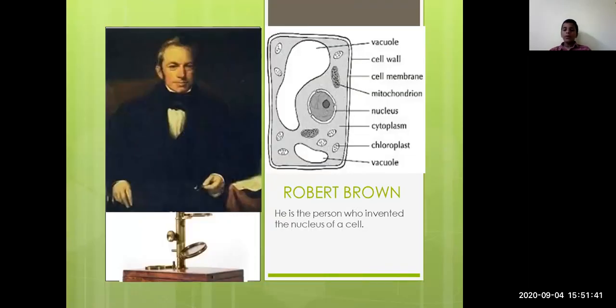Next comes Robert Brown. He is the person who discovered the nucleus. You can see the nucleus, Robert Brown and his microscope.